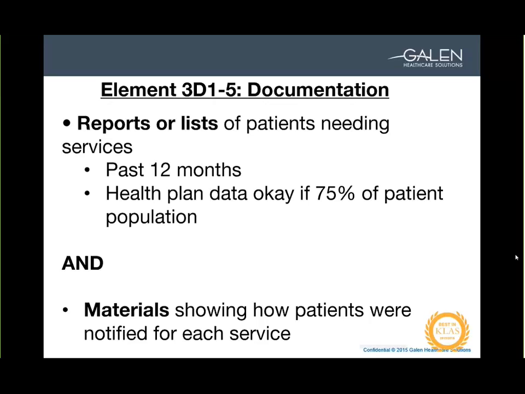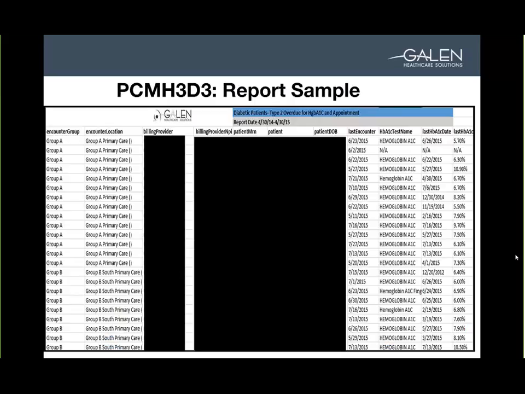So in addition to having reports or lists, you also need to show the materials. How did you notify those patients of those services? So we'll sort of show some of those examples for you as well. So here's a report example. Can you pull this report, right? Here's a sample report of diabetic patients that haven't been seen in a year and don't have a recent hemoglobin A1C. So I'm showing, you know, the time, it's 1 year, as you can see, and showing you who the patient population is. And I'm going to meet 3D3 with this sample report.